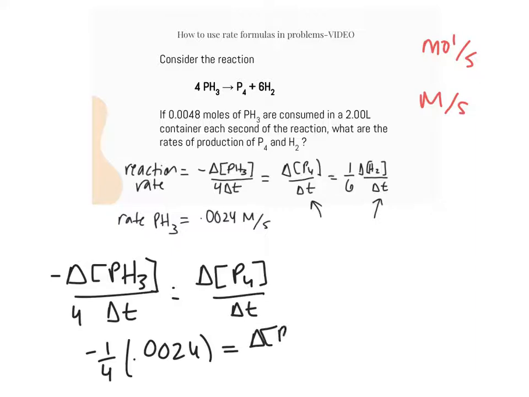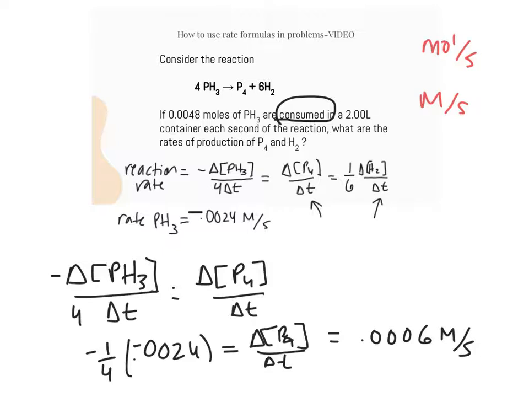The change in P4 over change in time. Okay, so let's do that math. 1/4 of 24 is 6. Something to keep in mind too: this is being consumed, which means it's going down, so this would be negative here. It's going down that fast. Whatever. We want to make sure it's positive at the end. So then 1/4 of that should be equal to 0.0006 molarity per second for change in P4 over change in time.